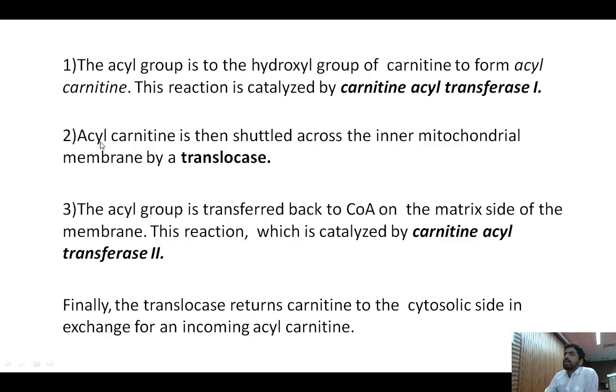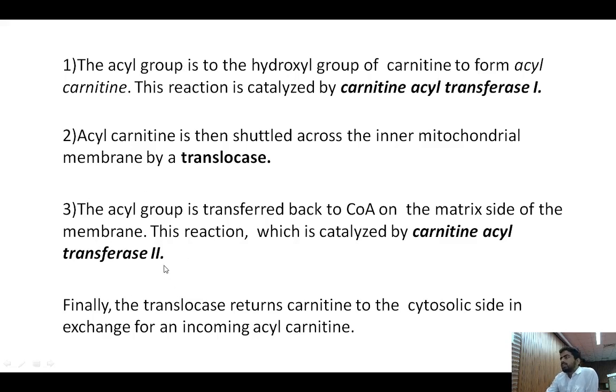Next, this acyl carnitine, where will this reaction happen? Outer mitochondrial membrane, right? Because there the activated fatty acid is present, acyl coenzyme A. So this acyl carnitine is then shuttled across the inner mitochondrial membrane by a translocase. So from outer to inner mitochondrial membrane, another enzyme will help in this transport basically. So this translocase is acting as a transporter. Okay, so this translocase will transport this acyl carnitine from the outer mitochondrial membrane to the inner mitochondrial membrane.